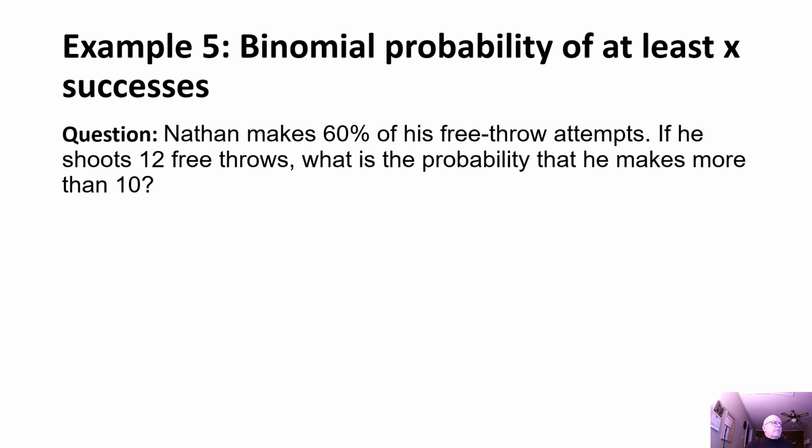And let's see, one more. We've got a 60% shooter in Nathan again. He's going to shoot 12 times. We want the probability he makes more than 10. So here we go. 0, 1, 2. I want a 10 in here somewhere. It only goes up to 12. Since this is the number of interest, I'll get the one before it and the one after it.